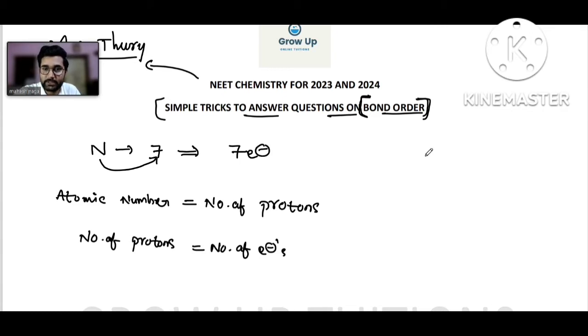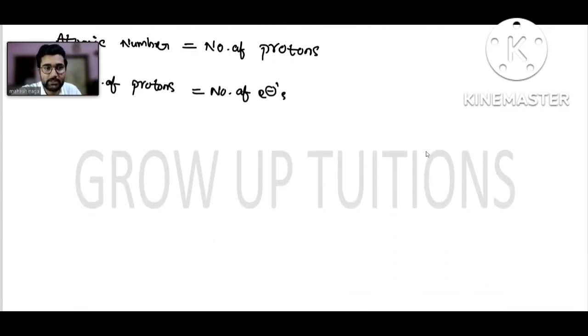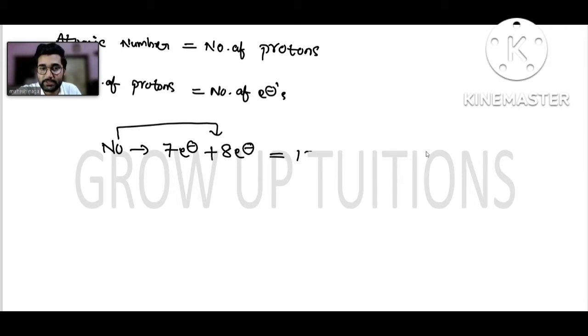Okay. Now let us try to calculate the number of electrons in the NO molecule. The atomic number of nitrogen is 7, that means 7 electrons. The atomic number of oxygen is 8, so the number of electrons is 8. So 7 plus 8 gives 15 electrons present in the NO molecule. In this way you have to calculate the number of electrons in a given species.